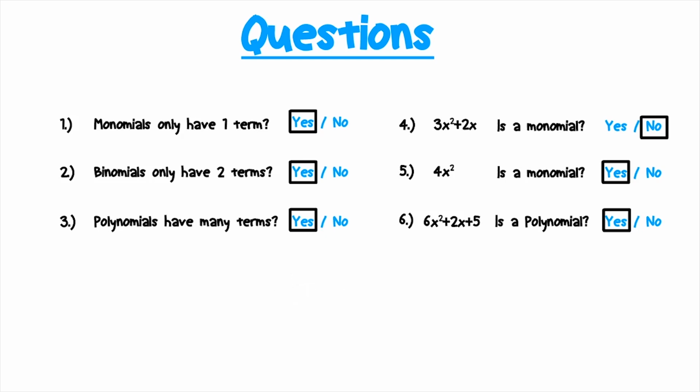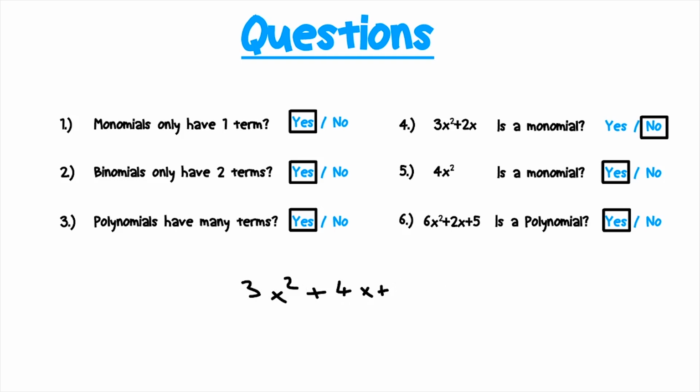Polynomials have many terms, and that's true. Yes, it is. Polynomials do have many terms. It could be 3x squared plus 4x plus 2x plus 4. That's a type of polynomial because it's many terms. It's got 1, 2, 3, and 4.